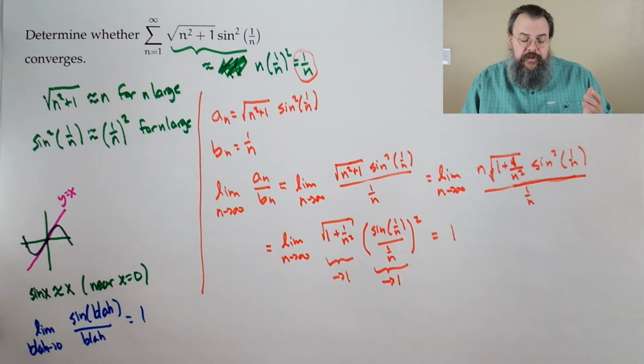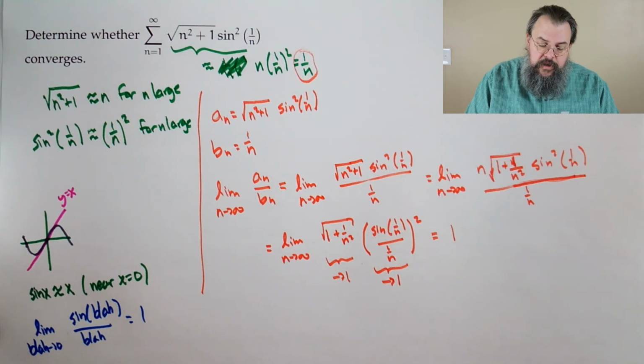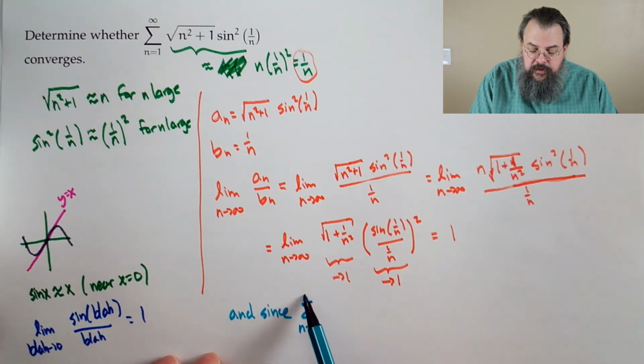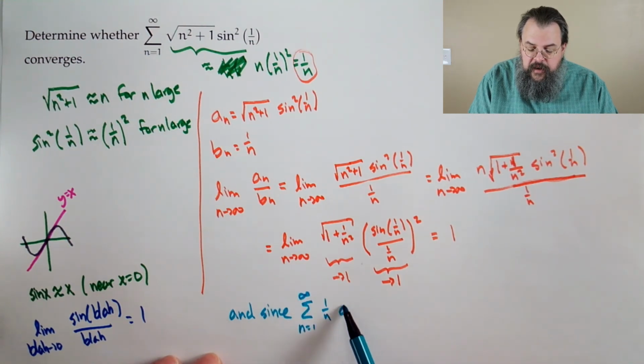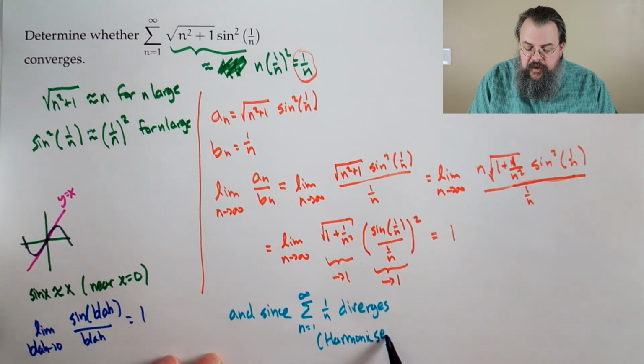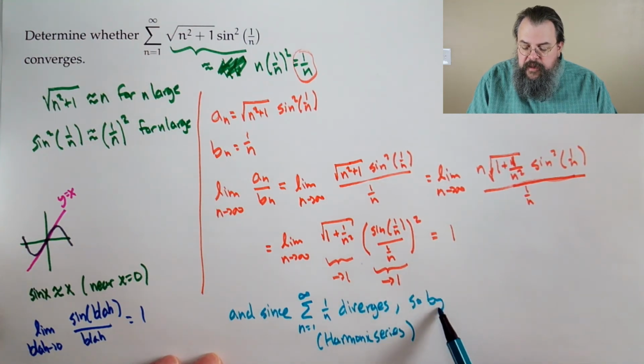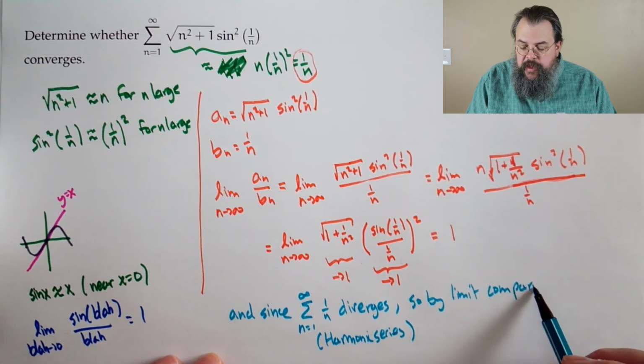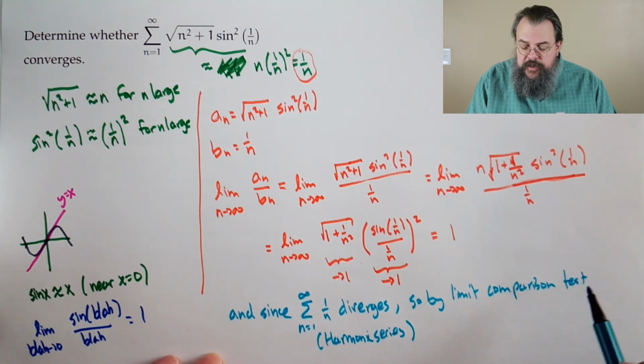So we just need to finish by saying, well, what happens to the sum of 1 over n? Since the sum from 1 to infinity of 1 over n diverges, and we can write down why, this is a harmonic sum, or if you like, harmonic series, the conclusion is that by the limit comparison test, the original sum also must diverge.